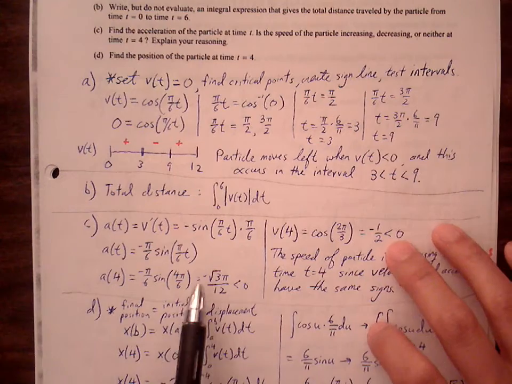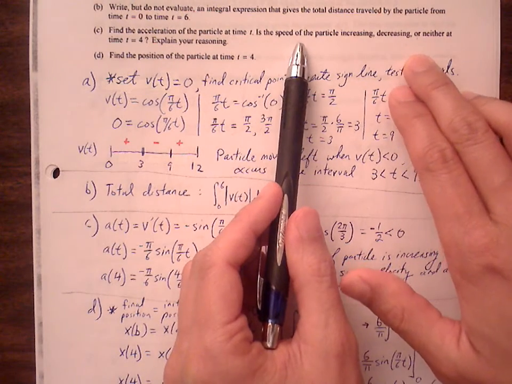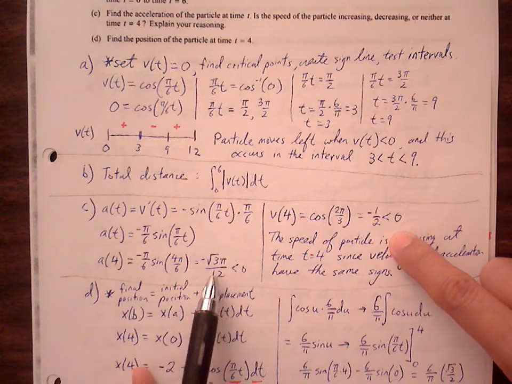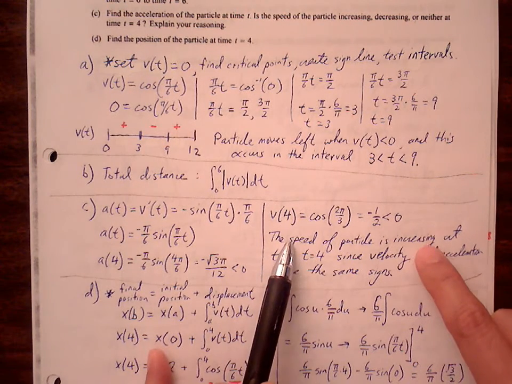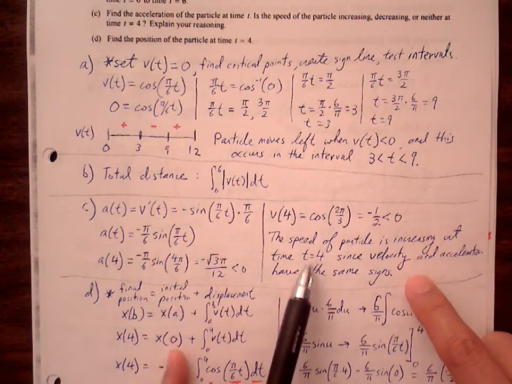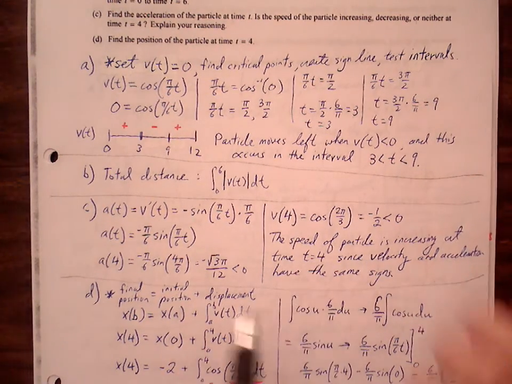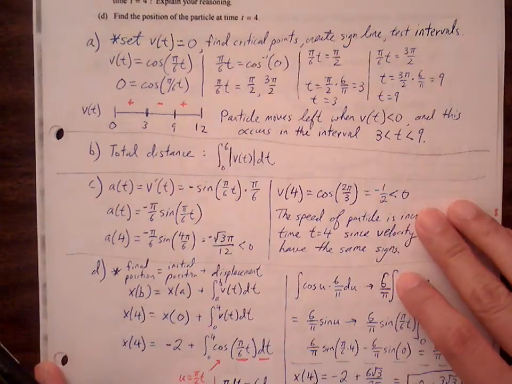So if we want to determine whether the speed of the particle is increasing, decreasing, or neither, we're going to be comparing the signs between velocity and acceleration. So acceleration produces negative, velocity also produces negative, so therefore same signs indicate that the speed of the particle is increasing at time t equals 4, since velocity and acceleration have the same signs. Okay. Find the position of the particle at time t equals 4.